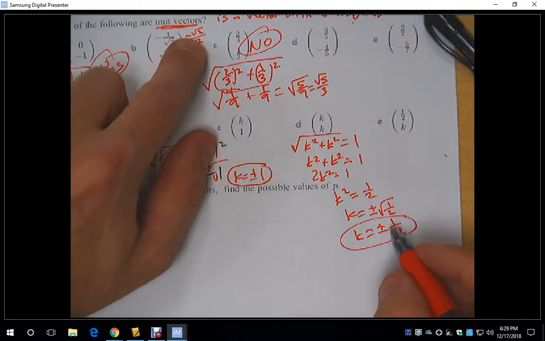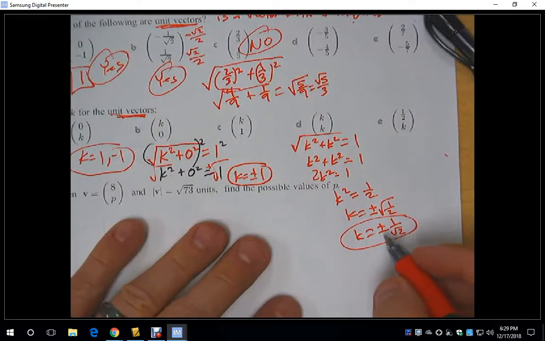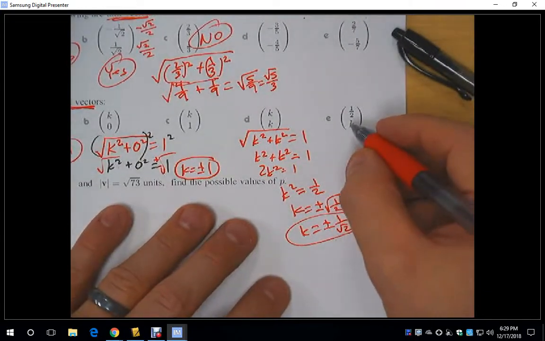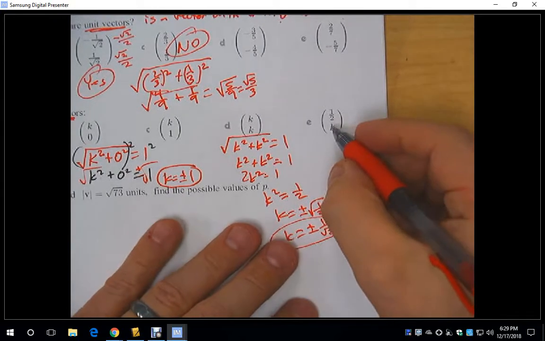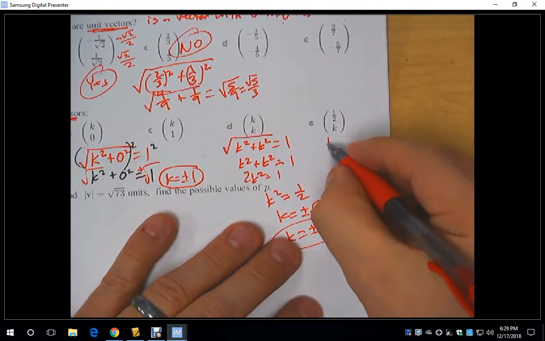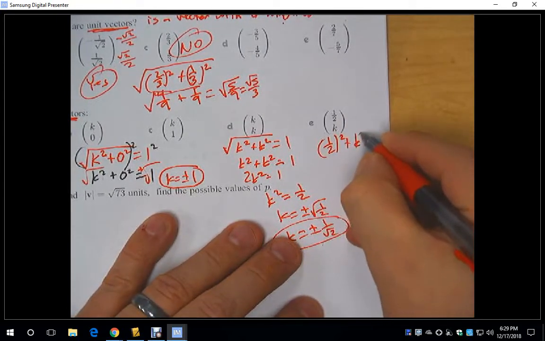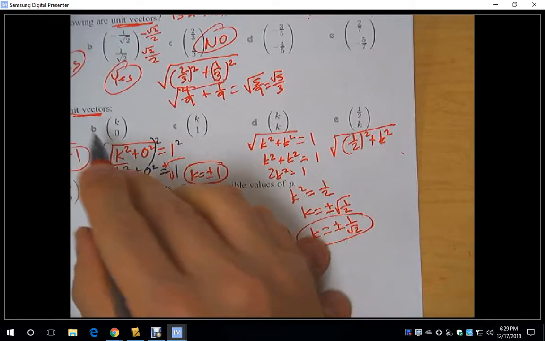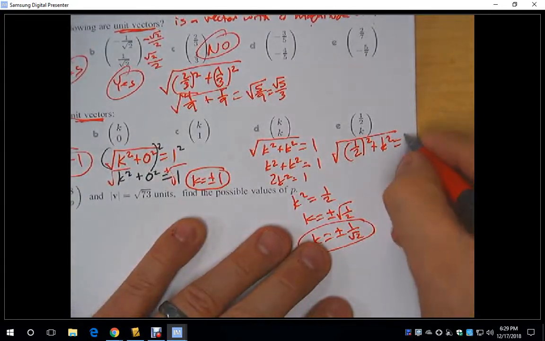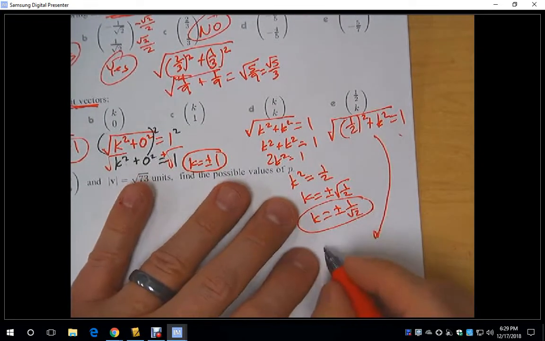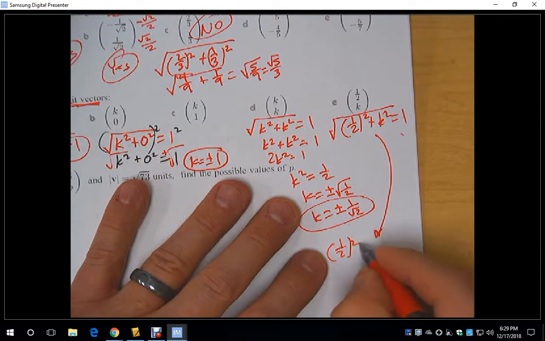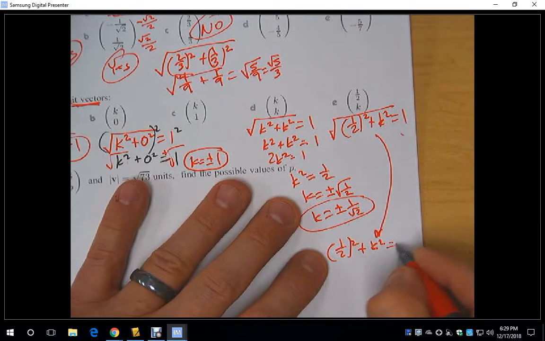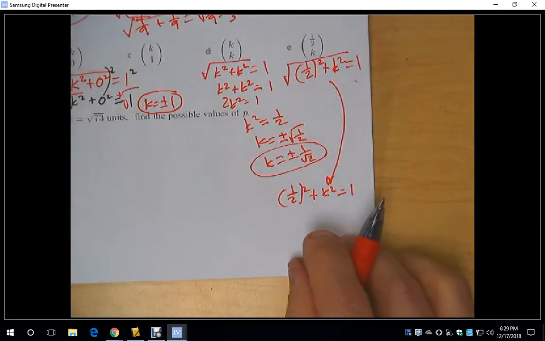So this is basically plus or minus the square root of 2 over 2. Actually, I'm going to continue doing a couple more. So here we have the square root of 1/2 squared plus k squared. And if this is a unit vector, it should equal 1. All right, so I'm going to square both sides. That's going to give me 1/2 squared plus k squared equals 1 squared, which is 1.